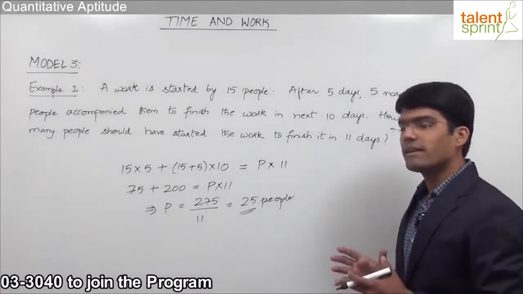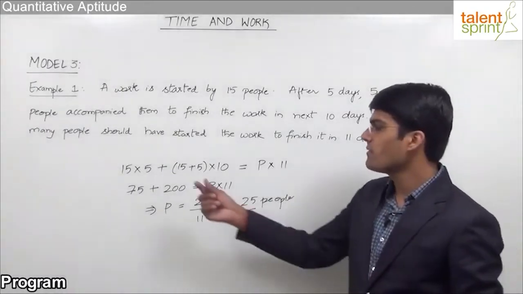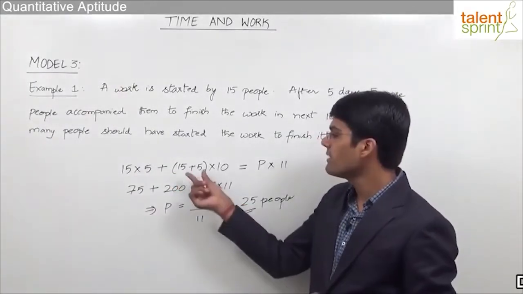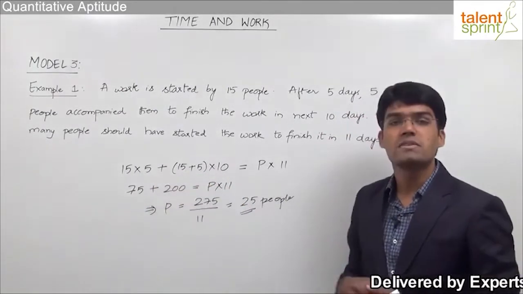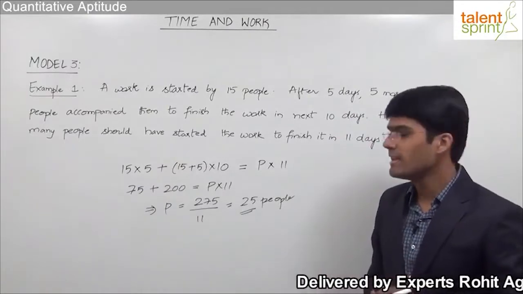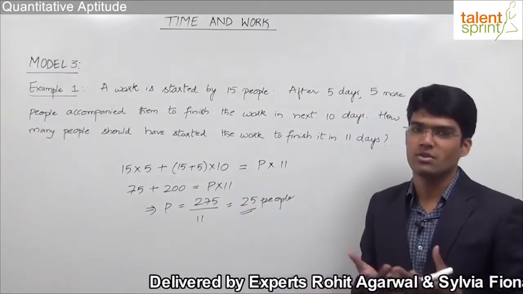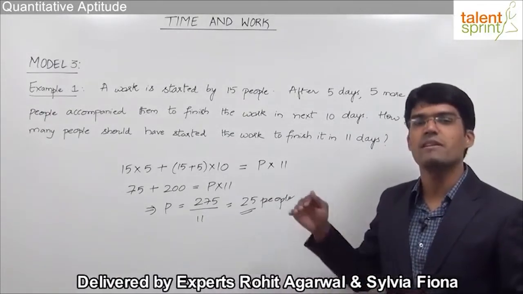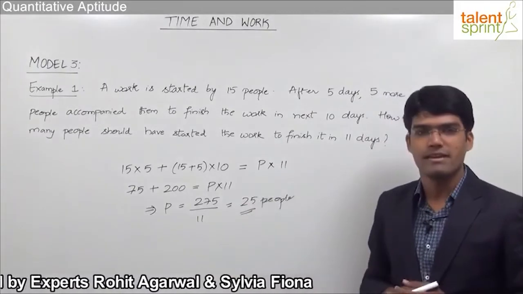If you want to justify this, you can simply check the answer by balancing the units on both sides. 15 into 5 is 75, 20 into 10 is 200. So the total work finished was 275 man days. And here 25 people in 11 days, 25 into 11 is also 275. So 275 man days of the work has been finished by 25 people into 11 days.